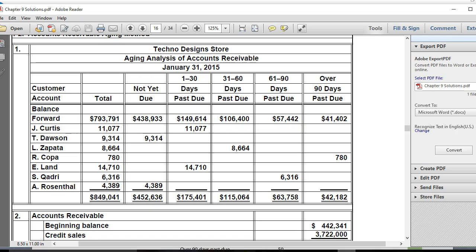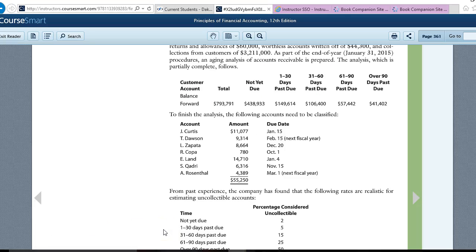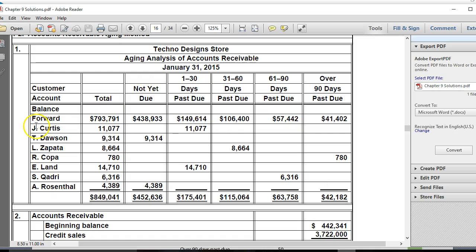Then it says we have to enter some additional information. J. Curtis now has a balance of $11,077 that was due January 15th. Well, this report is dated January 31st, so we're going to add in J. Curtis, add it to our total, and we need to appropriately put it in the right spot here. 1 to 30 days past due, $11,077.